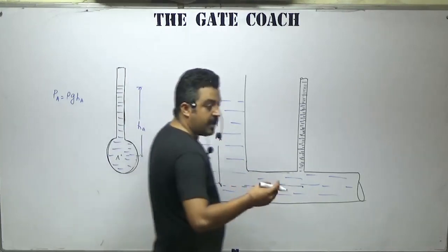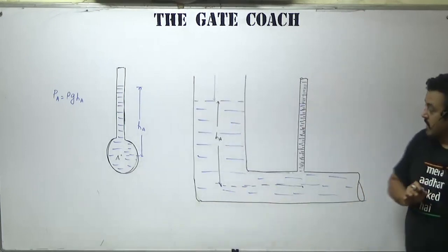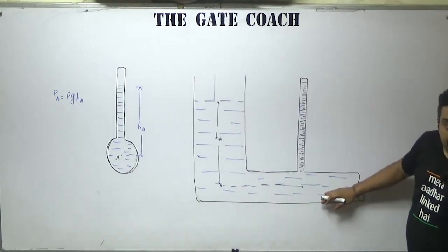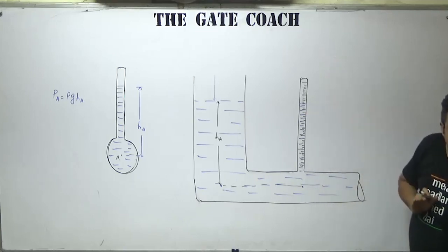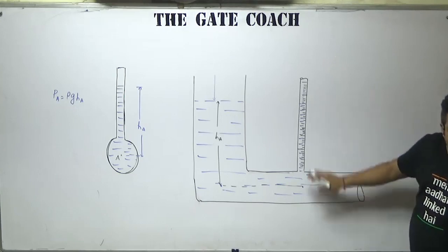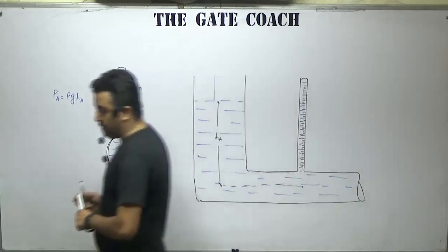So if we can't see the tank and we can't see what the level in the tank is, then by attaching the piezometer to this pipe, we can directly tell what is the height of the liquid in the tank, by measuring this height. Okay, but we have a lot of problems.